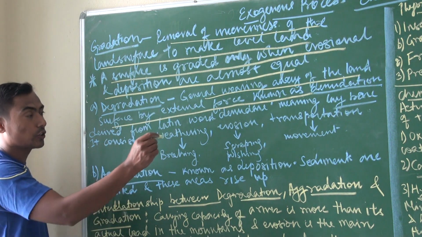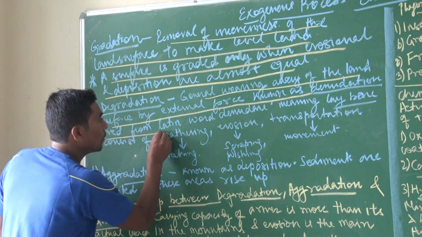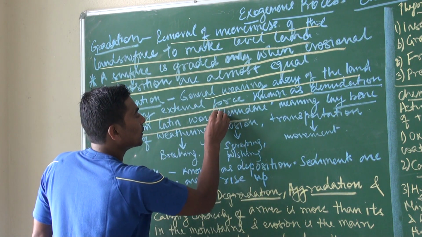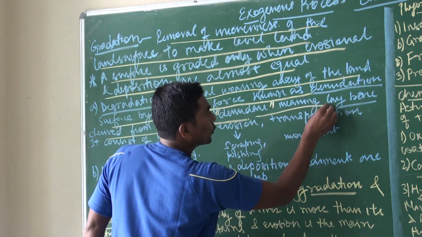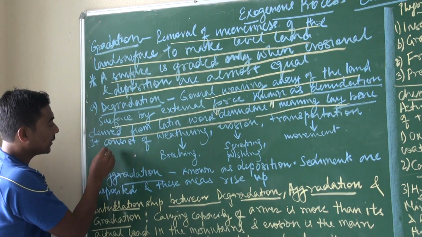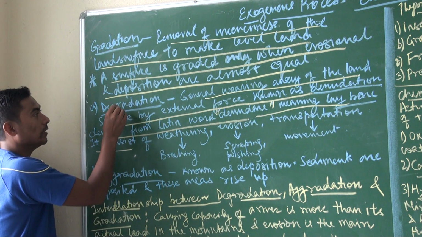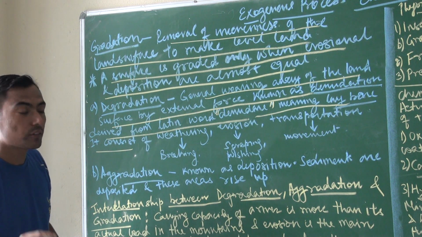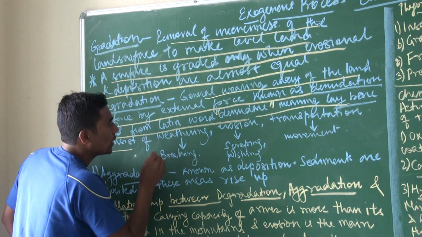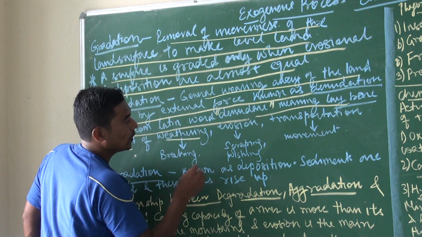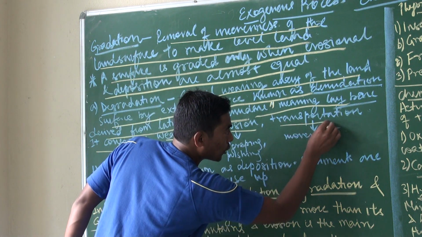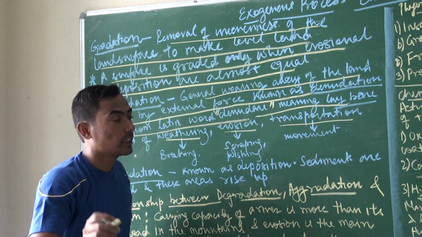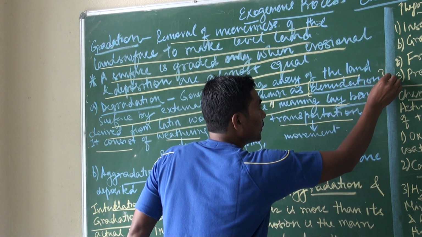Now, this word denudation has been extracted from a Latin word, denudare, meaning to lay bare. Now see, this denudation consists of three factors. Those factors are weathering, erosion, and transportation. These three factors result in the formation of denudation.